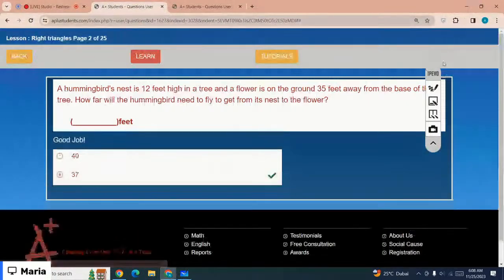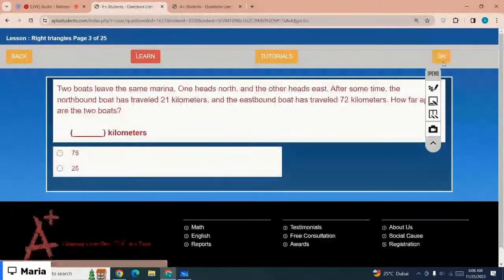Okay, the next one is two boats leave the same marina. One heads north and the other heads east. After some time, the northbound boat has traveled 21 kilometers and the eastbound boat has traveled 72 kilometers. How far apart are the two boats? You can do the question in your notebook and write the answer in the chat box. So, which is the correct option?